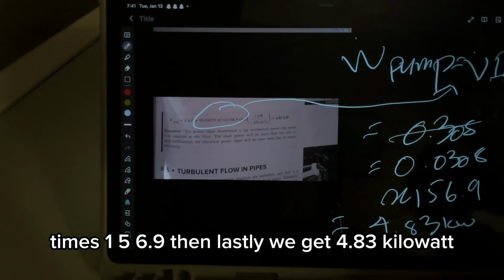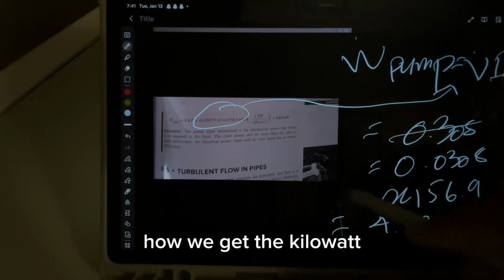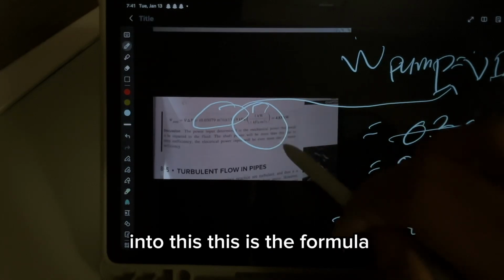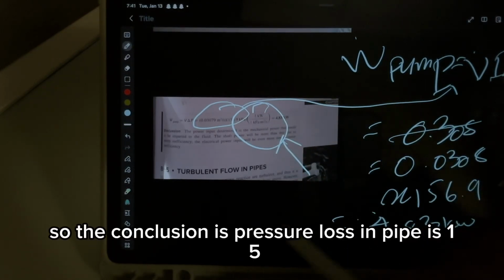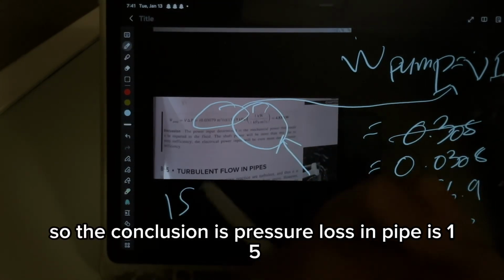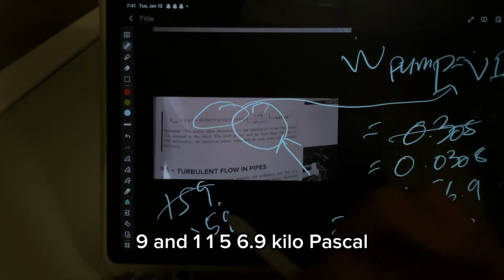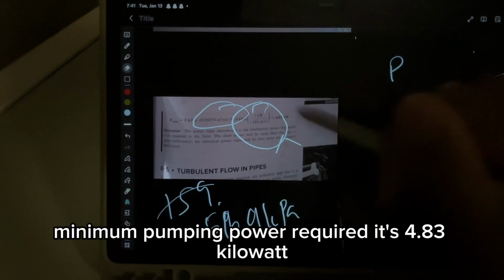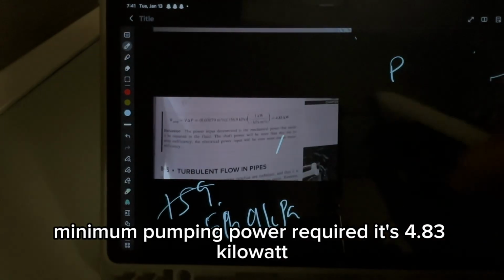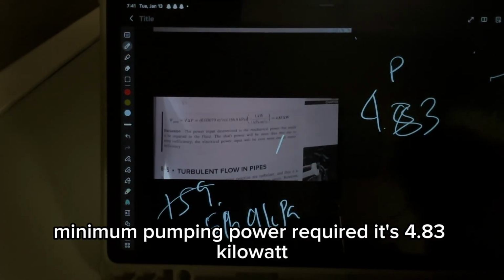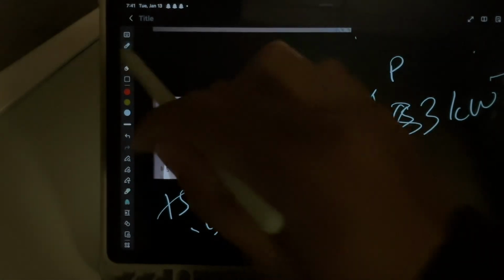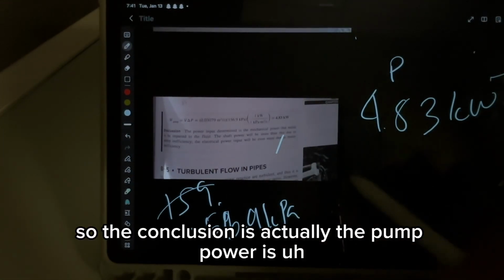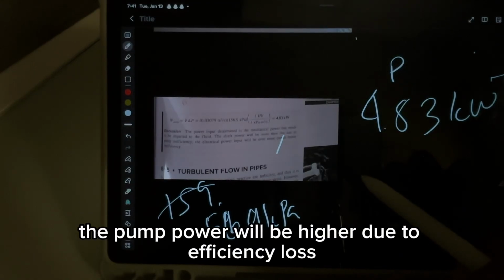Then lastly we get 4.83 kilowatt. How do we get the kilowatt? We must convert it into this. This is the formula. So the conclusion is the pressure loss in the pipe is 156.9 kilopascal. The power required is 4.83 kilowatt. The actual pump power will be higher due to efficiency loss.